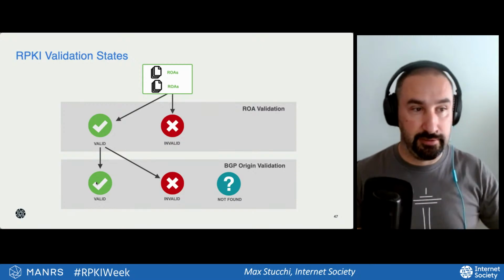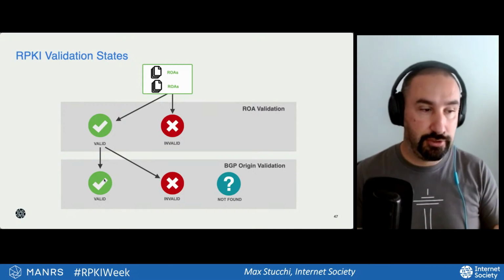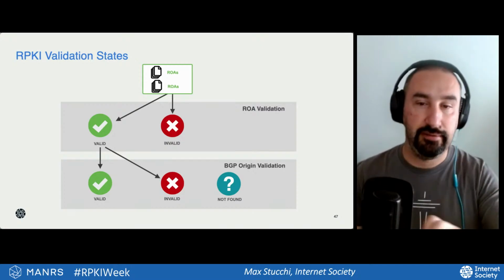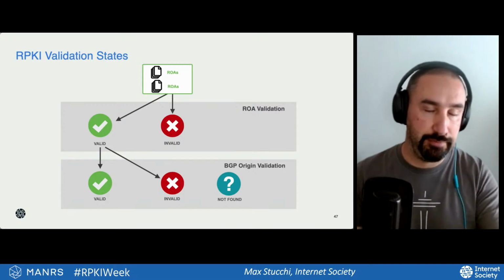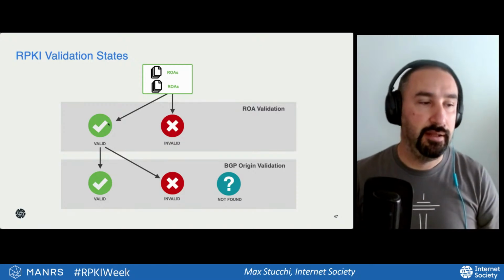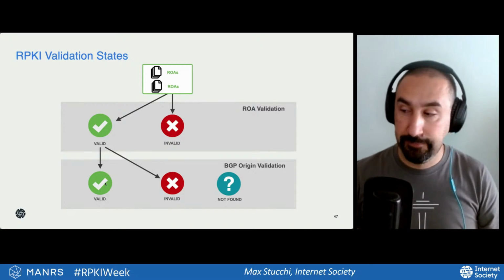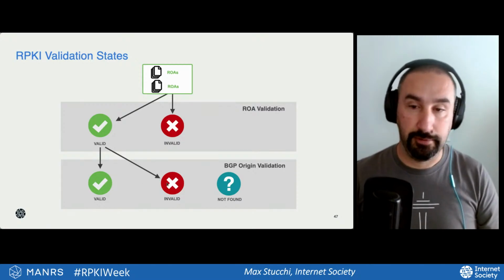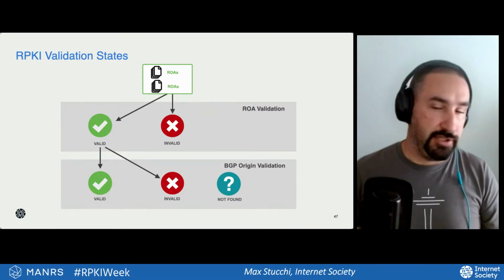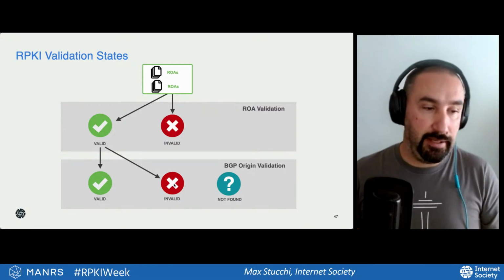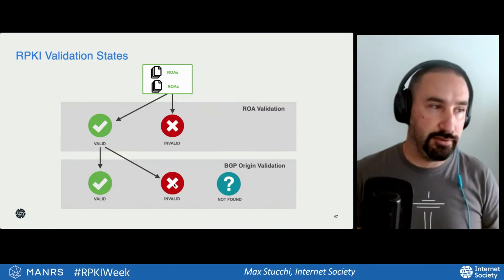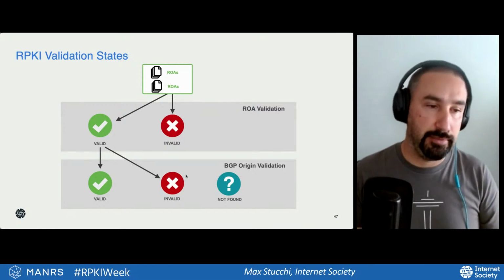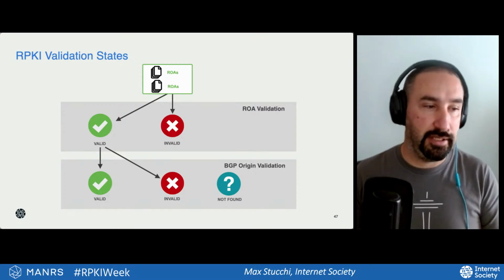And as we've seen in the previous slide, if they match completely with the origin and the prefix length, and the BGP announcement falls into the max length, then the BGP announcement is considered valid. If there's anything wrong, such as the ASN not matching the one that's listed as origin, or a different prefix length from the max length, then the BGP announcement is considered invalid.